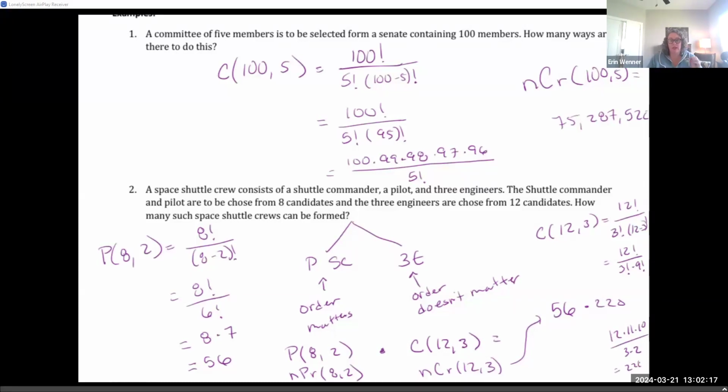So multiplying 56 by 220, we end up with a total of 12,320 ways that we can create this space shuttle crew.